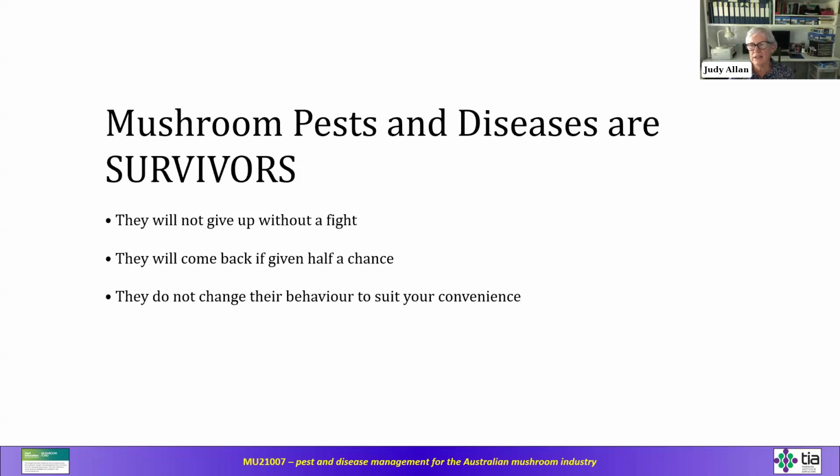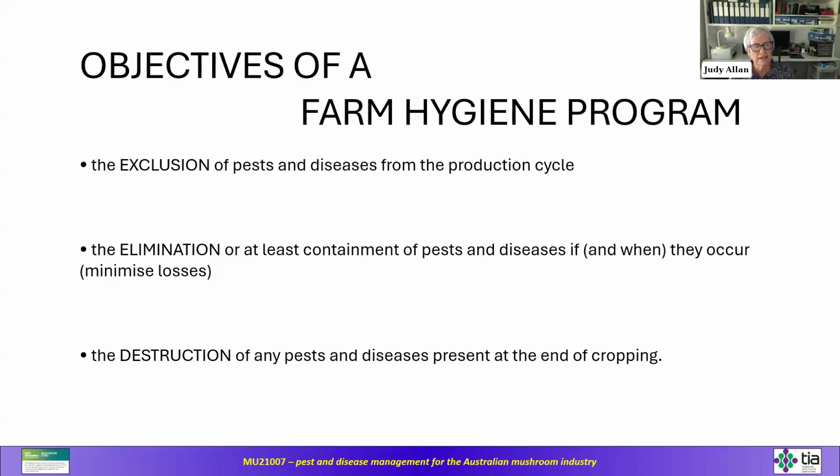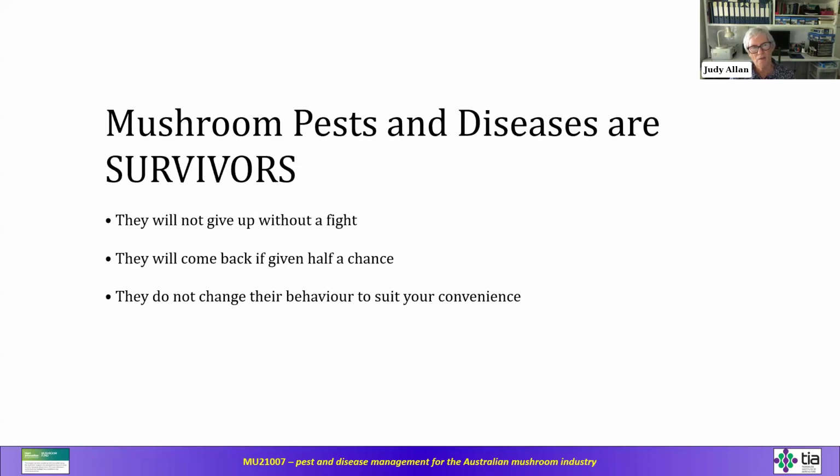And one of the things that's really important in that is the destruction of any pests and diseases present at the end of cropping. That's a lot easier on farms that can cook out, and we know that most block farms, the smaller farms, can't cook out. So other techniques have to be used, and that'll be more talked about in another session. Next slide, thanks.